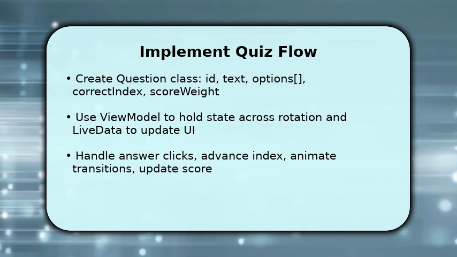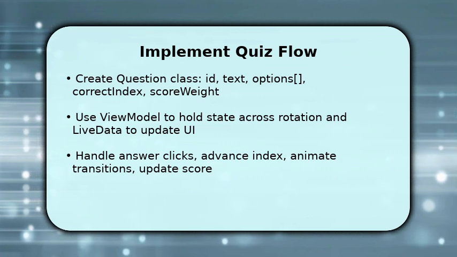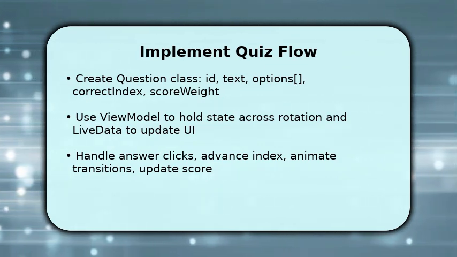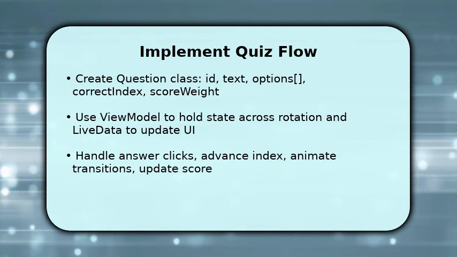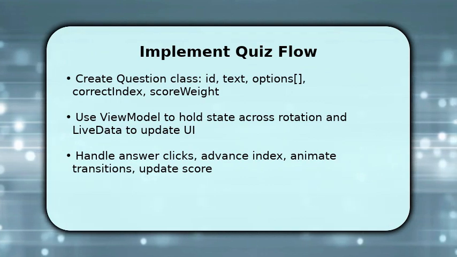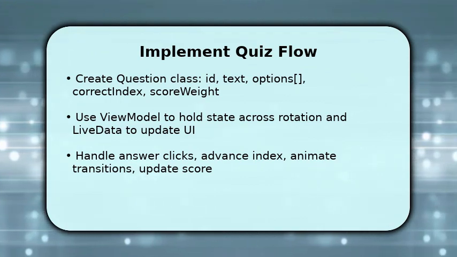On answer click, compare the selected index to the correct index, update the score, post the new state to LiveData, and advance. Debounce clicks and show feedback for correct versus wrong answers. You finish the app by polishing behavior and validating edge cases.